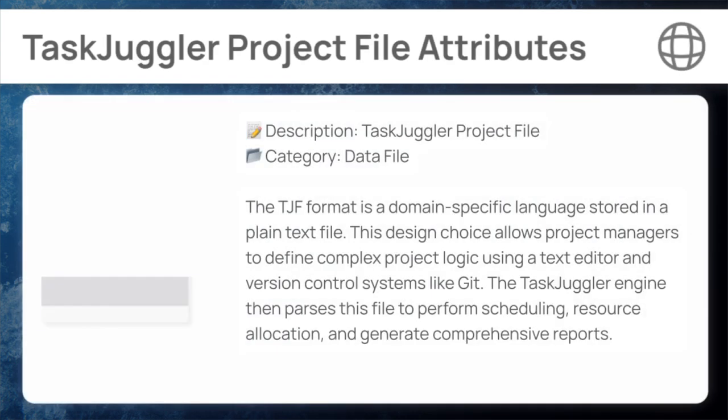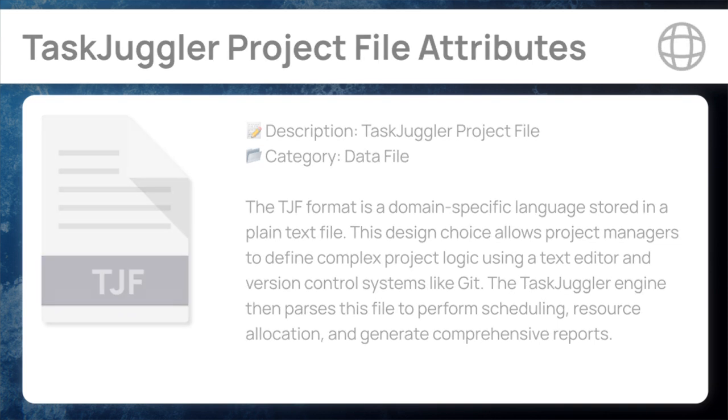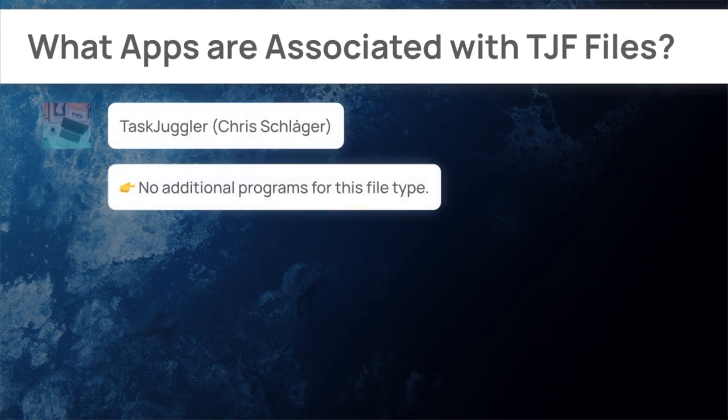The TJF format is a domain-specific language stored in a plain text file. This design choice allows project managers to define complex project logic using a text editor and version control systems like Git. The TaskJuggler engine then parses this file to perform scheduling, resource allocation, and generate comprehensive reports. The core professional tool for handling the TJF format is TaskJuggler from Chris Schlager.